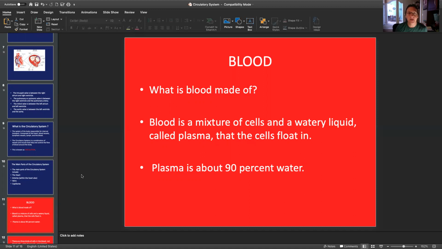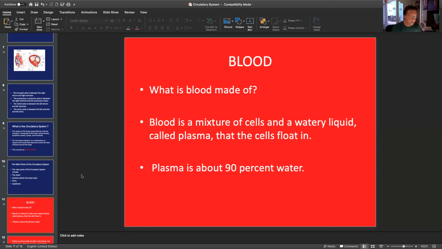You'll see that in your reading today, that the cells float in. Plasma is about 90% water. You'll see that on page 540. Blood plasma, basically, is a straw colored or light colored liquid. Blood proteins perform many functions in the plasma, including maintaining blood volume, clotting, transporting substances, and immunity. The water, minerals, vitamins, and nutrients in the plasma are absorbed from the digestive organs.